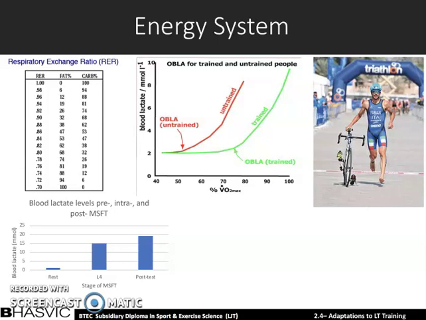Respiratory exchange ratio illustrates the percentage of fats and carbohydrates that are being used for energy production. It is calculated by dividing the volume of carbon dioxide produced by the volume of oxygen consumed. For a triathlete, the RER should be below 0.84, proving mainly fats used for energy.